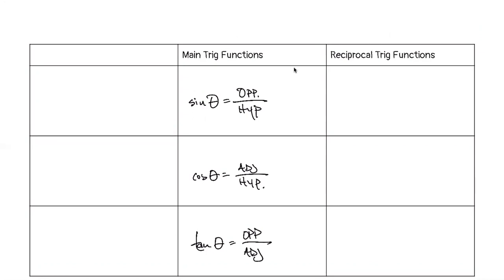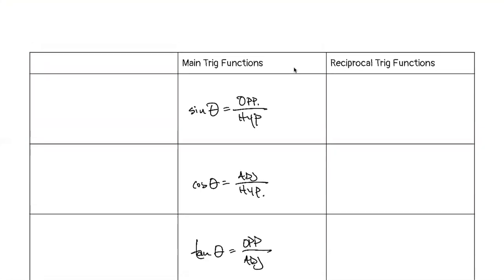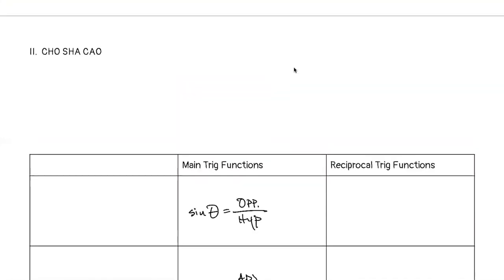By the end of this unit, we're going to figure out what goes in that left-hand column. But for right now, we're going to introduce three more trig functions, okay? And so let's draw a little triangle to root ourselves in this. Let's say we had a triangle that maybe looks something like this.